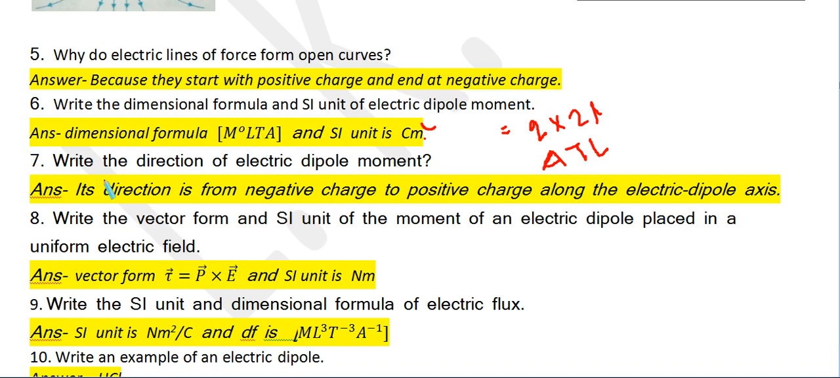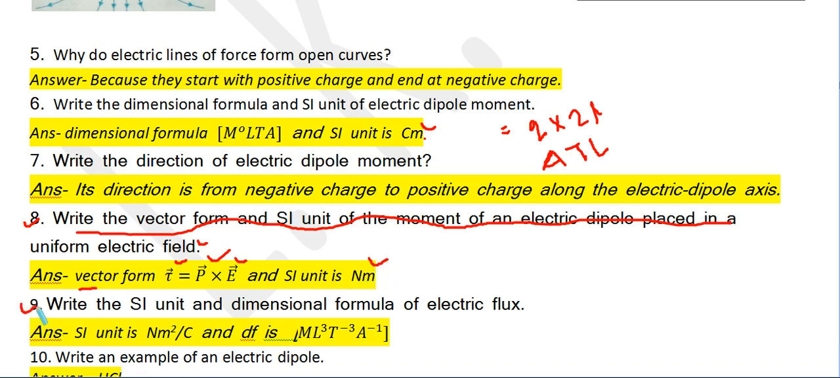Question number 7. Write the direction of electric dipole moment. Its direction is from negative charge to positive charge along the electric dipole axis. Question number 8. Write the vector form and SI unit of moment of an electric dipole placed in a uniform electric field. Torque vector tau equals P vector cross E vector, and its SI unit is newton meter.